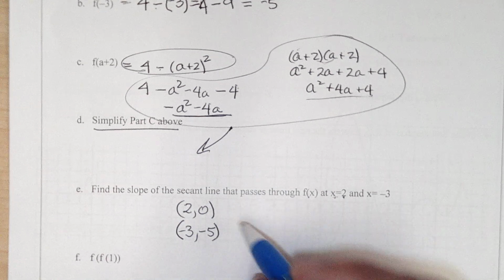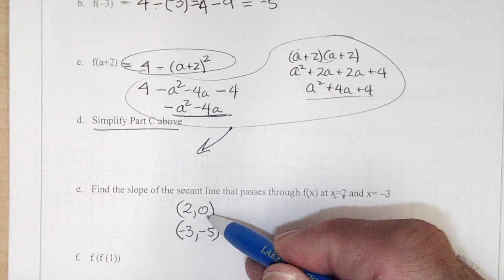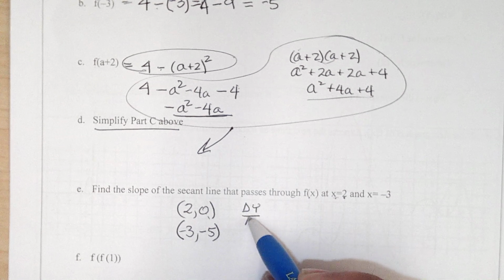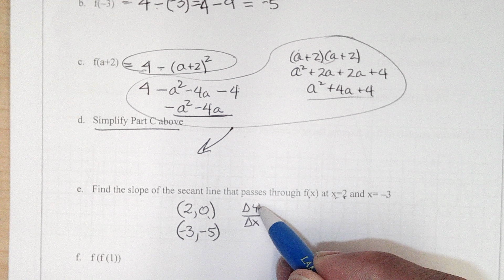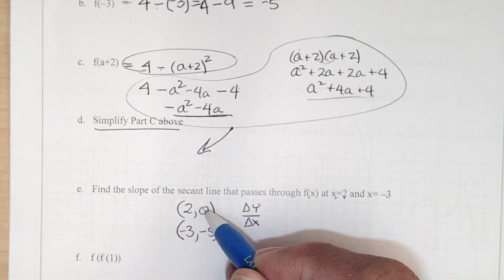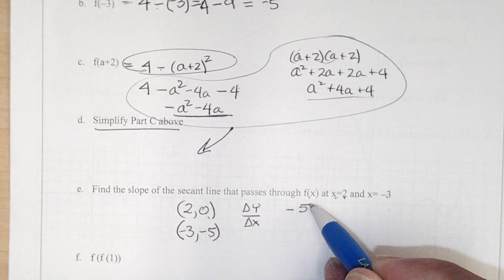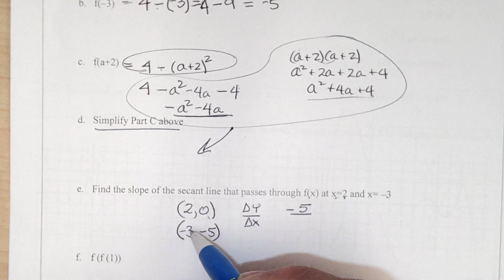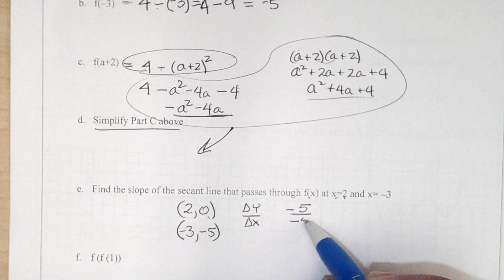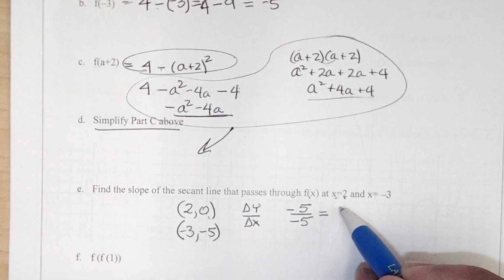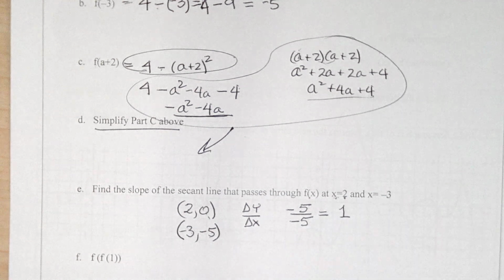And the slope is the change in the y over the change in x, the rise over the run. 0 to -5, that's going down 5. 2 to -3 is going down 5. So -5 divided by -5 is +1.